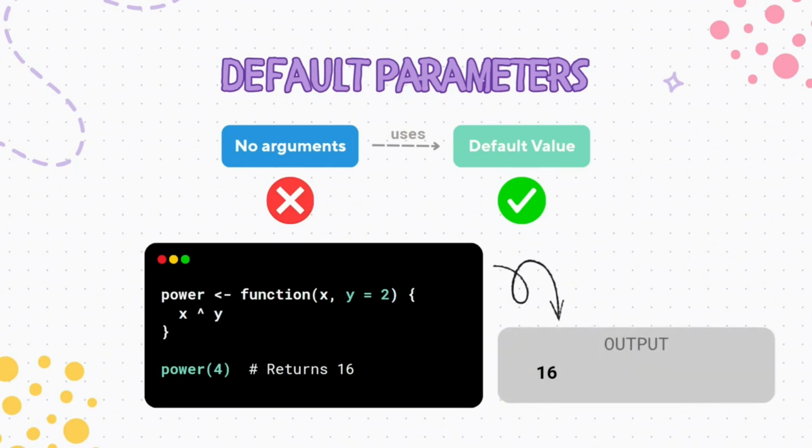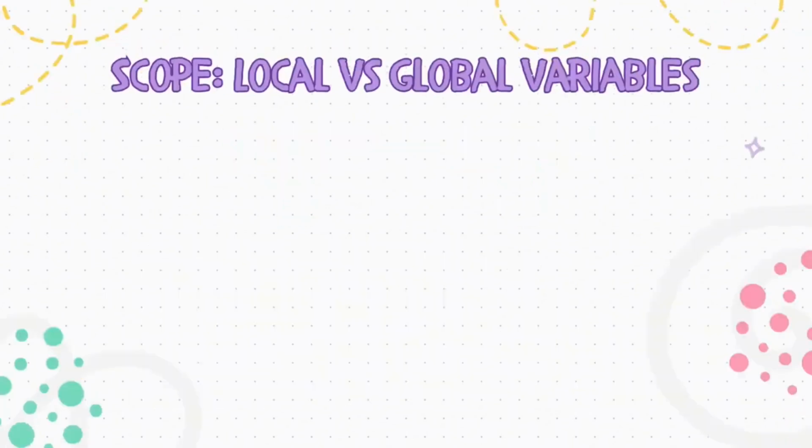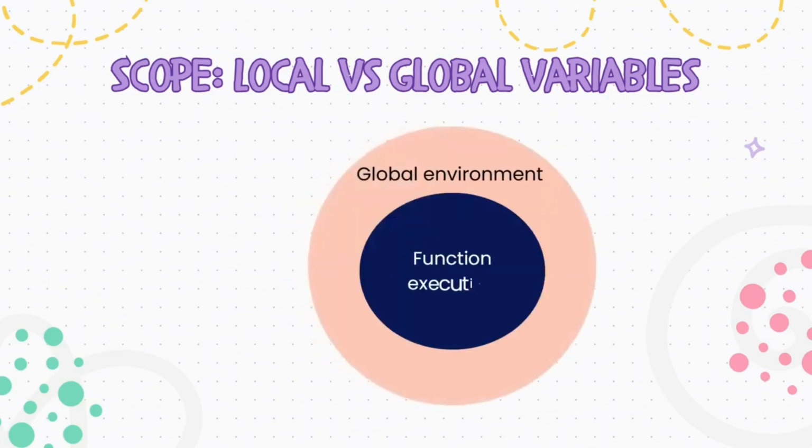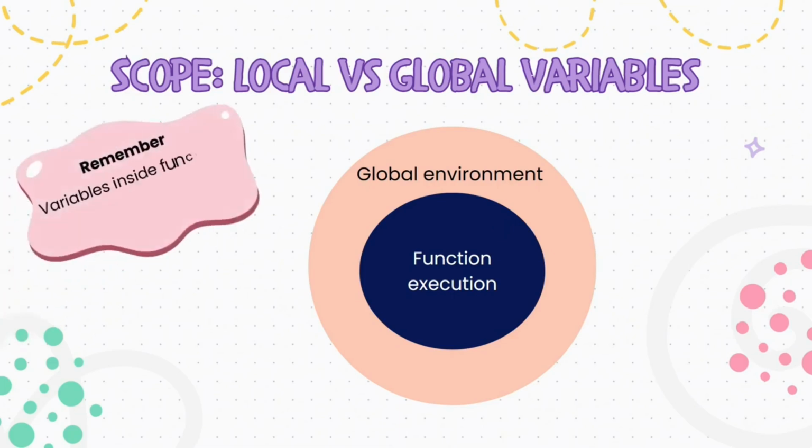So we'll test this out as well, but before we test that out, we want you to know about scope as well. So what is scope? The scope of a variable defines the part of code where the variable can be accessed or modified. So there is the global environment and there is the function execution environment inside of R. The variables that are inside of the functions are not accessible outside, that is, they are not accessible in the global environment, and we'll be looking at that through a bit of code. First we'll look at default parameters, and then we'll be taking a step toward understanding scope of variables.